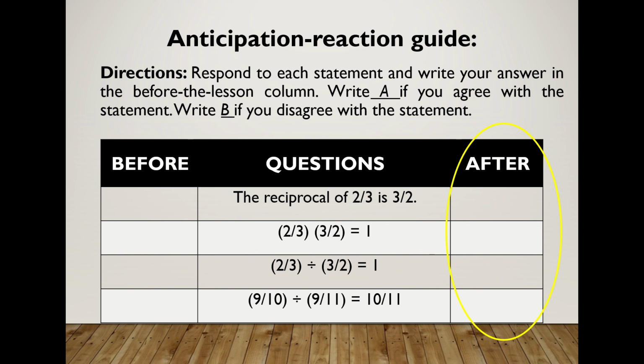Now, let's check your understanding. Number 1, the reciprocal of 2 over 3 is 3 over 2. The answer is very good. That is A. Number 2, that is very good. That is letter A also. Number 3, very good. That is B. That is false. Okay? And the last one, number 4, that is very good. That is also letter B. Because 9 over 10 divided by 9 over 11 is not equal to 10 over 11. Okay?